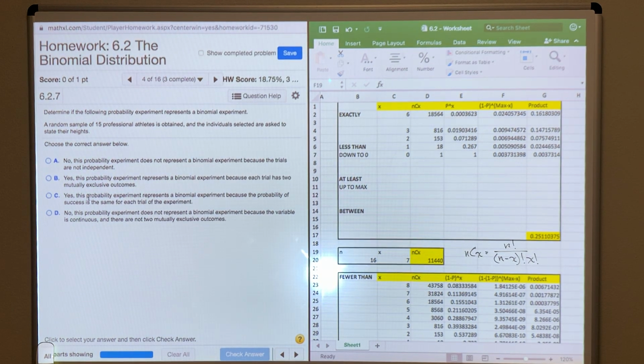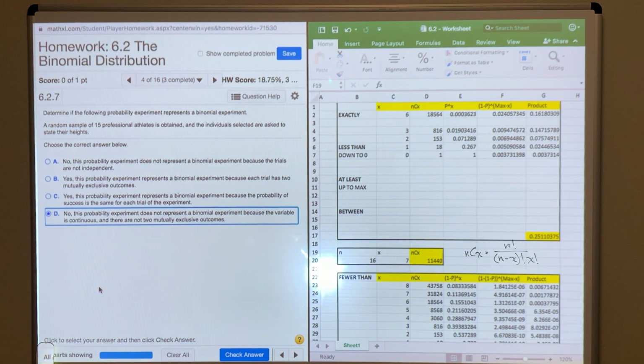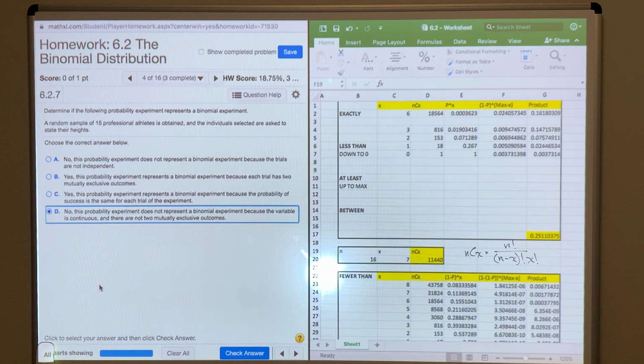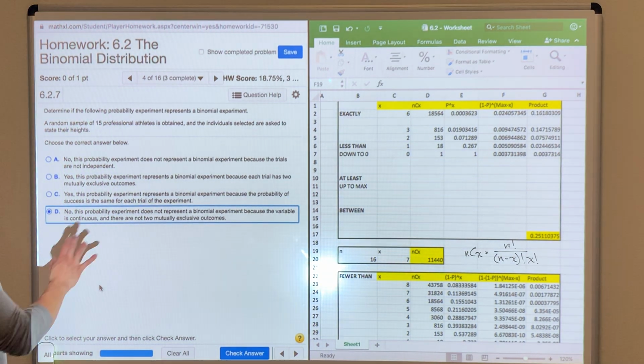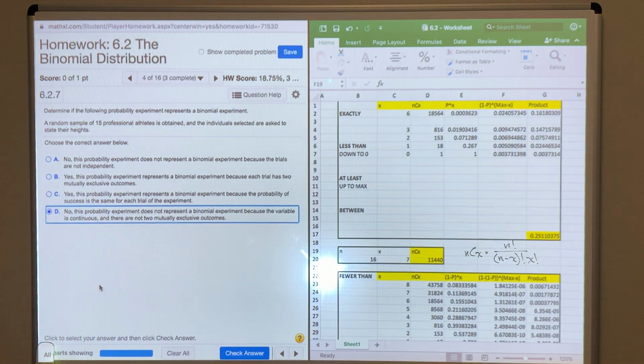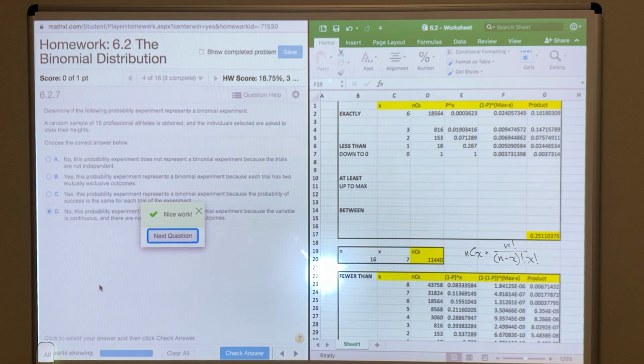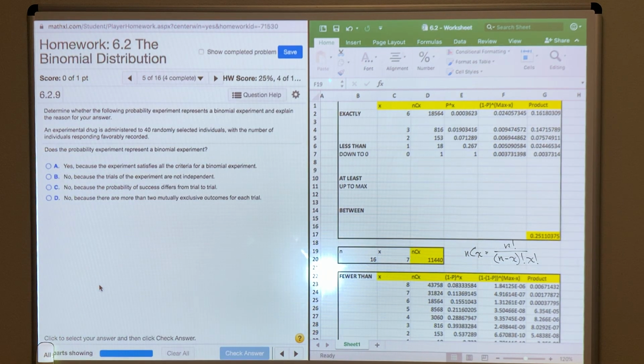And so let's find the reasons. D looks like the best one. No, this probability experiment does not represent binomial because the variable is continuous and there are not 2 mutually exclusive outcomes. That's it right there. The variable is continuous. Our understanding of continuous variables from earlier states that you could get all different answers in between your whole numbers. And the other part is that there are not 2 mutually exclusive outcomes like success or failure, okay? So there it is. All right, let's take a look at number 5.